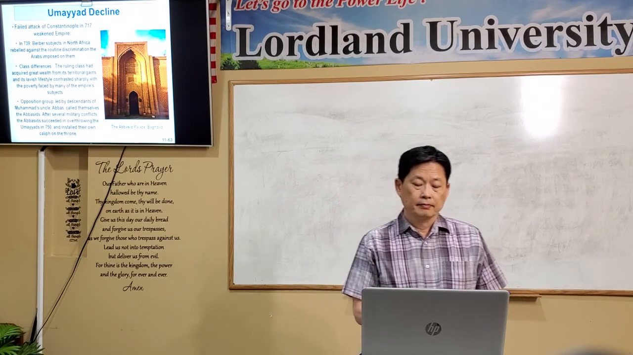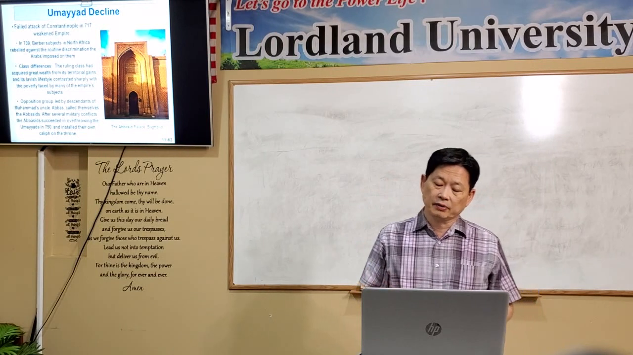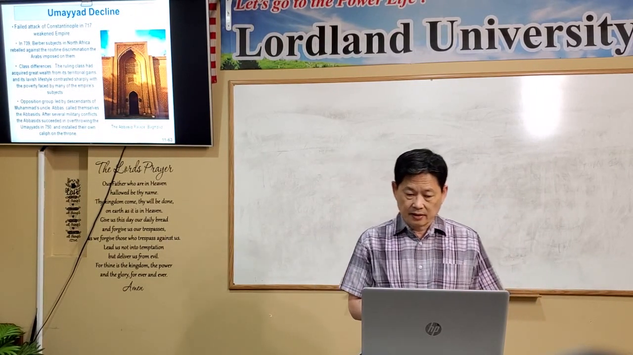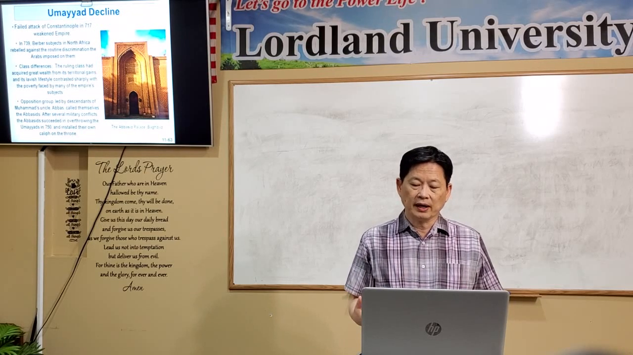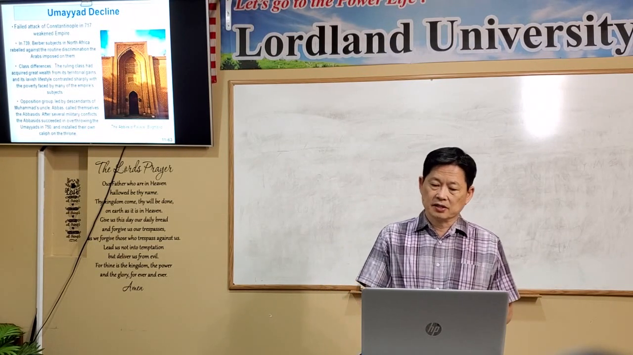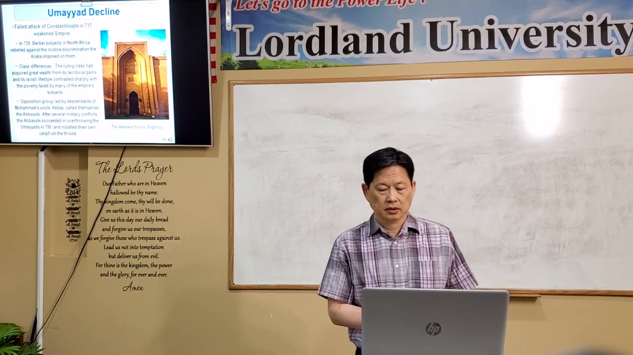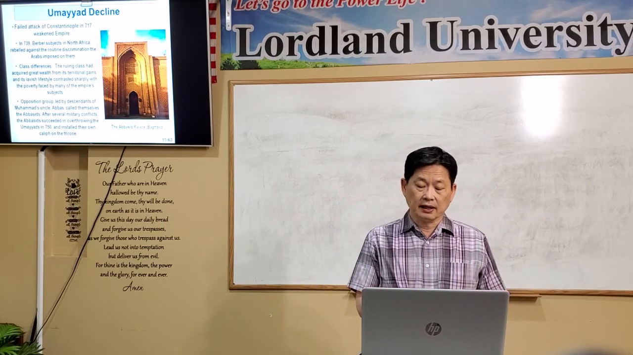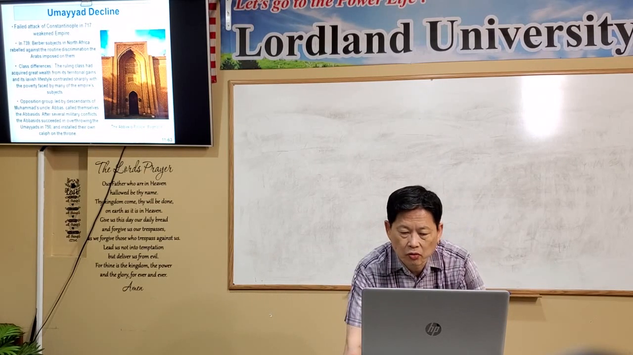Umayyad failed attack of Constantinople in 717. This failed attack weakened the Umayyad Empire, and it declined. In 739, Berber subjects in North Africa rebelled against the Umayyad because of the routine discriminations the Arabs imposed on them and class differences.